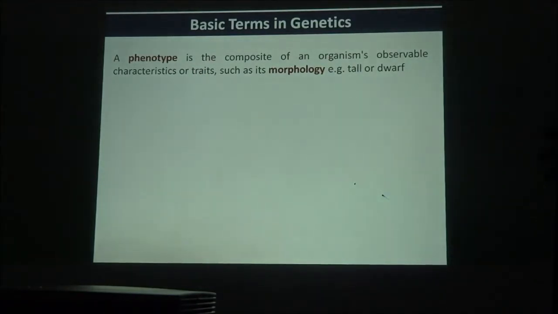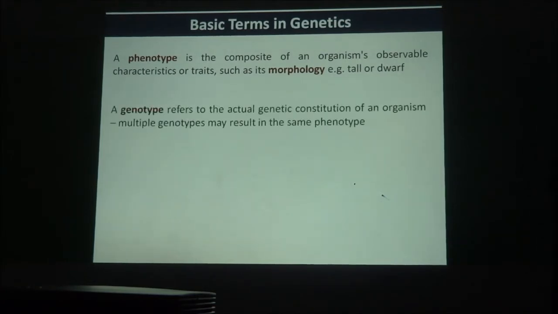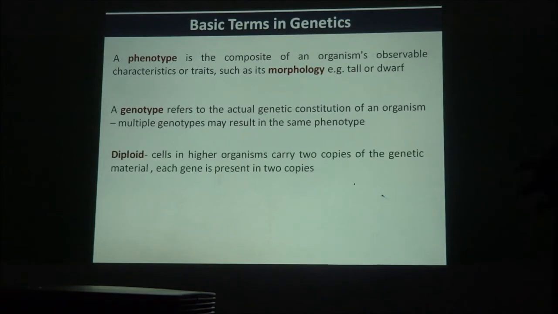A phenotype is basically an external appearance of the trait or of an organism as a whole. For example, you may be looking at morphology: a plant may be tall or dwarf. The genotype refers to the genetic constitution, the actual genes responsible for the phenotype. And many genotypes may have the same phenotype.